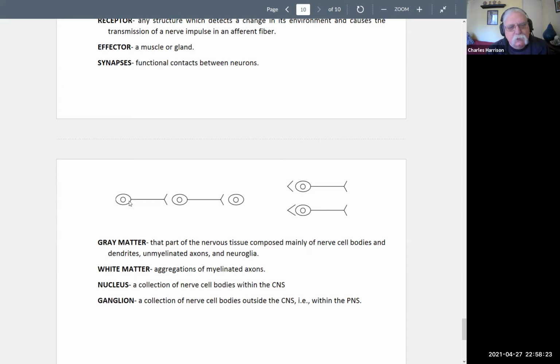Where one neuron has an axon going to axon branches and then reaches a dendrite, which is not drawn here, you have a synapse. Synapse here, synapse here.